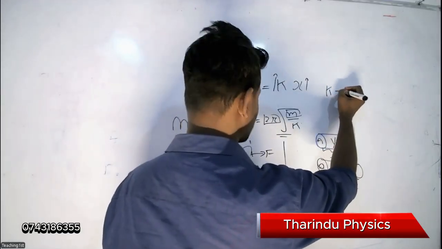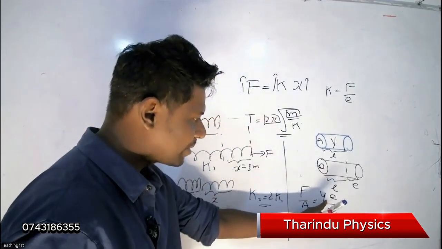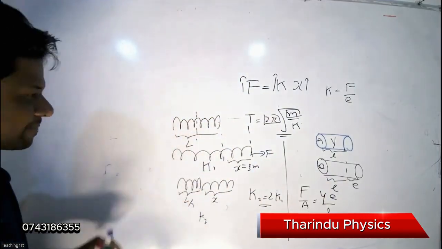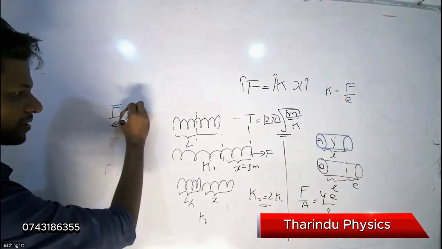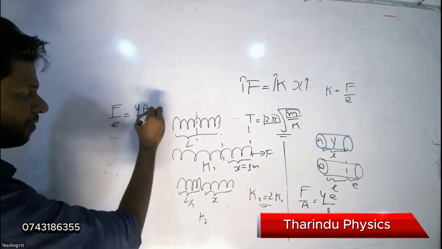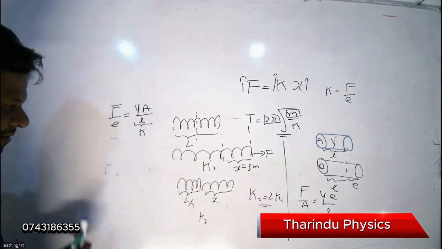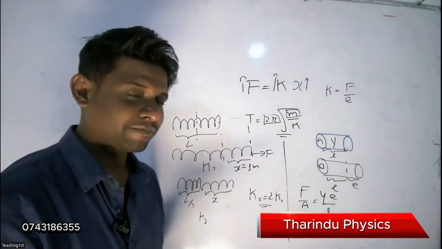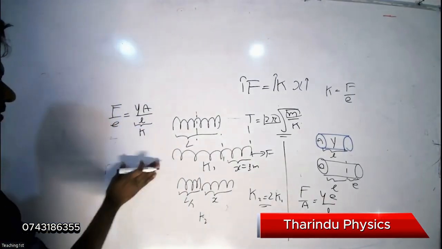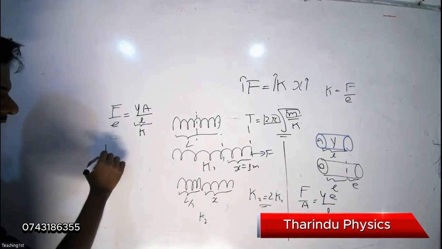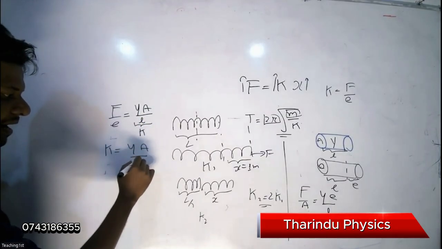What is constant? The constant is equal to force over extension. Now I'm going to get the same ratio. So what is it? Force over extension is equal to YA over L. So this represents what? The constant K. Technically, have a good look: the spring constant K equals YA over L.